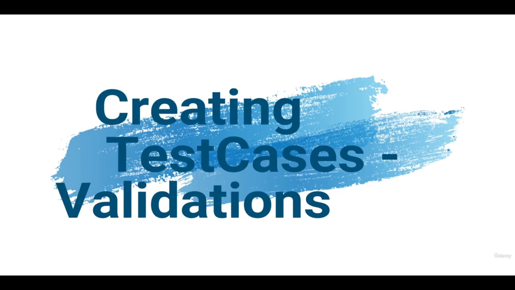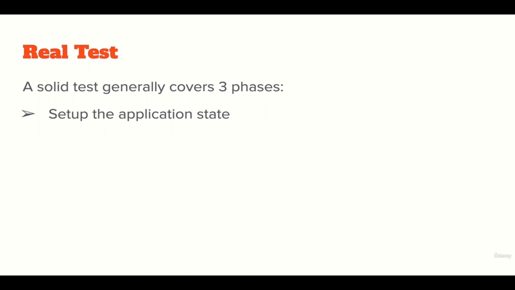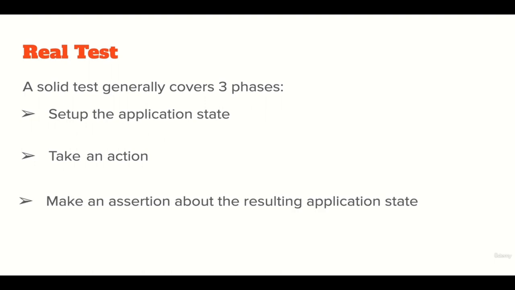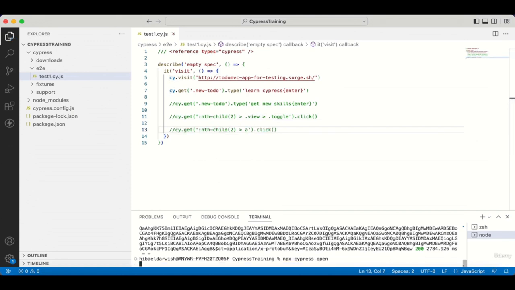Welcome back. In this video, we will be creating test cases and talking about validations. A solid test covers three phases: set up the application state, take an action, make an assertion about the resulting application state. Back to our code. I will comment the last three lines. What we have now is visit the site, add an action item, learn Cypress. Now let us run it and see it in Chrome.